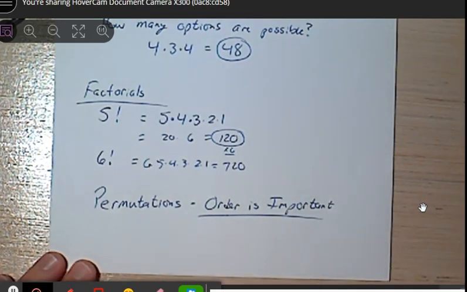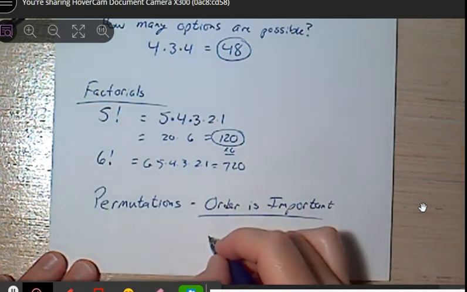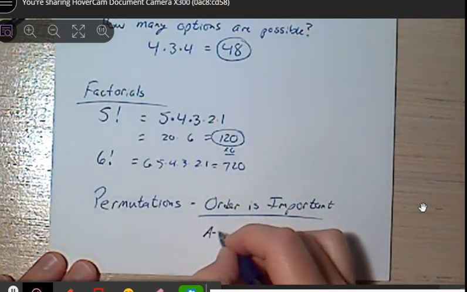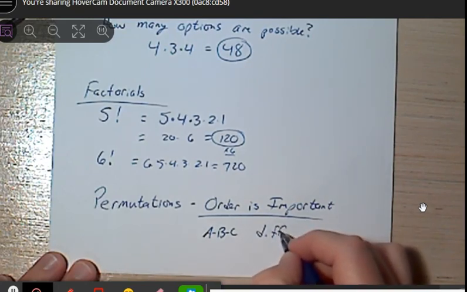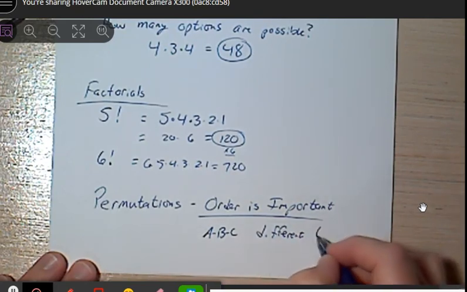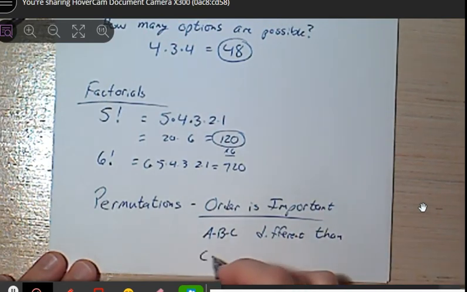Because in a minute we'll do combinations where the order is not important. And basically permutations, this is where if you do something in ABC order, that is different than CBA.